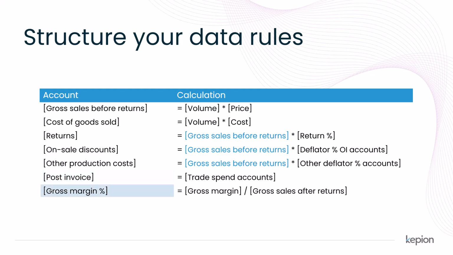And finally, the gross margin percent is the ratio of gross margin to gross sales after returns. As neither of these accounts are on the lowest level of the hierarchy, this calculation wouldn't be a good candidate for data rules as the values don't exist as fact records. This calculation would be best represented with MDX, which we'll get to later.